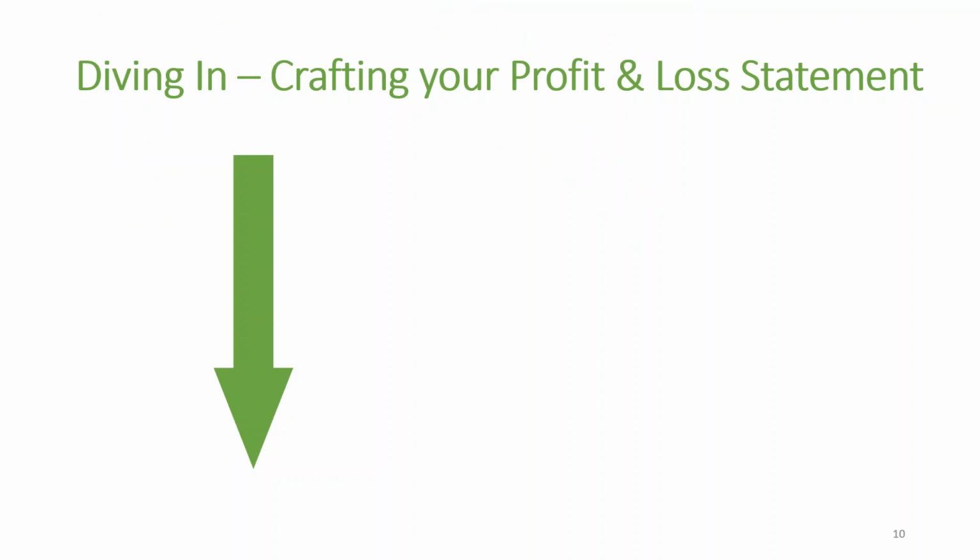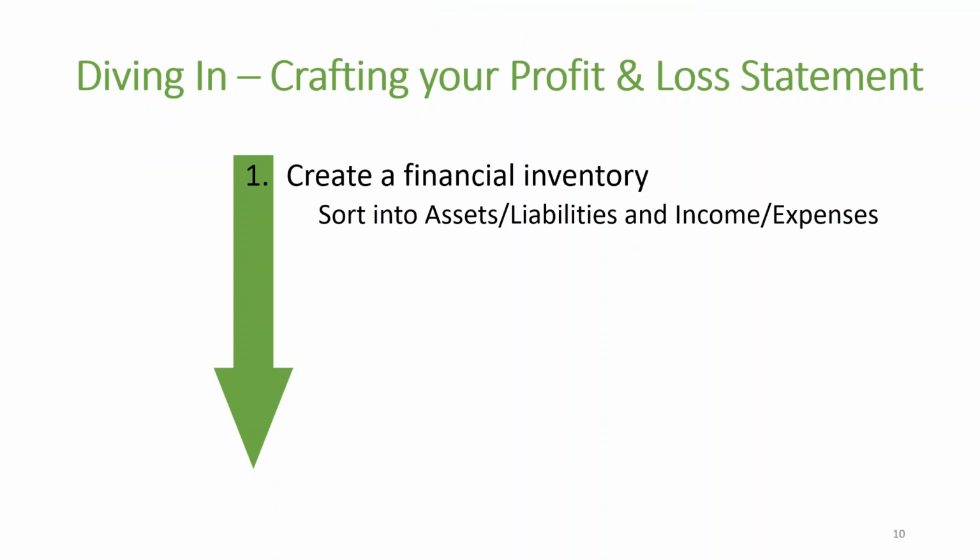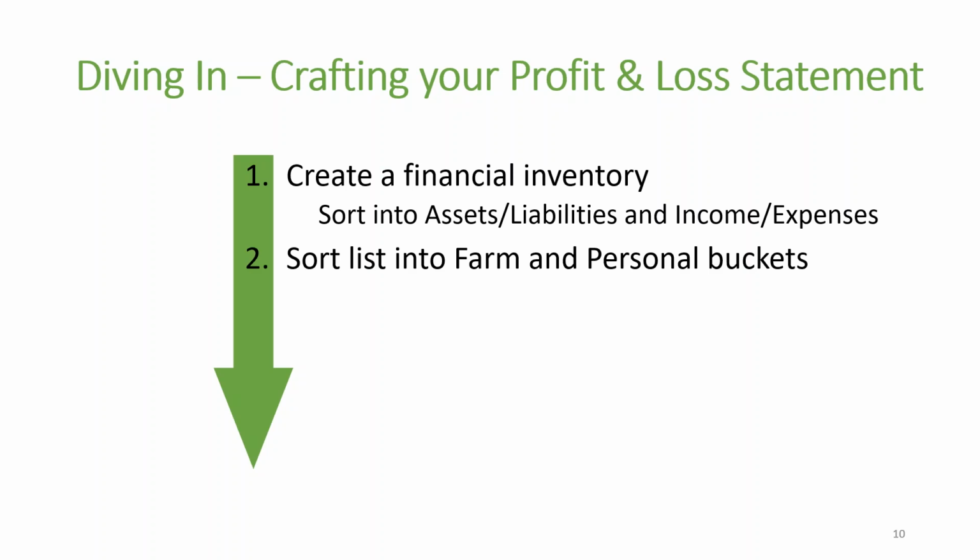So diving in, crafting your profit and loss statement. The following are the steps that we will go through to craft the profit and loss statement. The first is creating a financial inventory. Gather up all of your receipts, all of your invoices, all of your paid bills. Sort them into two categories, assets and liabilities, and income and expenses. That pile for assets and liabilities, set to the side, that goes on your balance sheet. It does not go on your profit and loss statement. The pile for income and expenses, keep. That's what you're going to be using to craft your profit and loss statement.